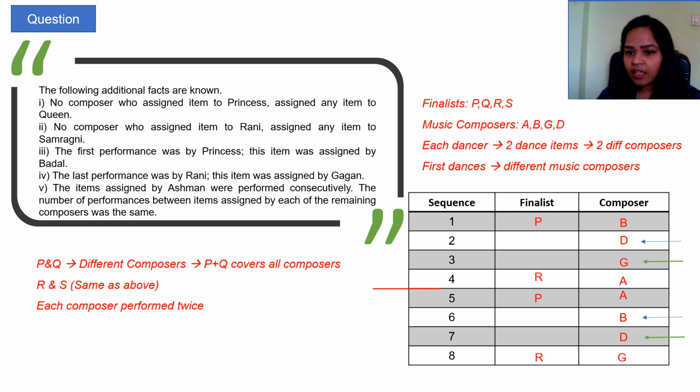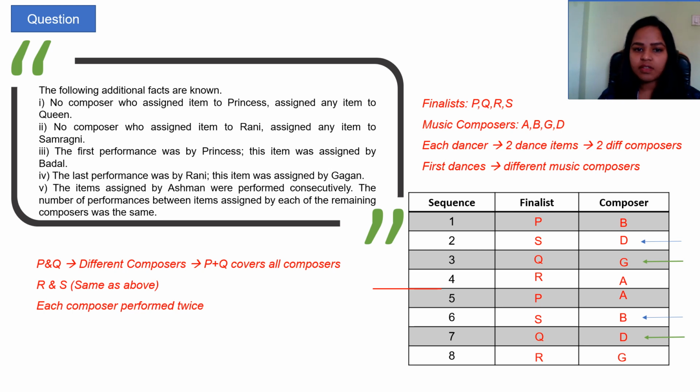So now P is composed by B and A. So the composers who are left are G and D. So hence Q should be at 3 and 7. Similarly, whatever spaces are left are to be filled by S. And if you see R and S comprising of all the composers, S has D, B, and R has A and G. So this covers all the composers. So now we have the entire table filled.